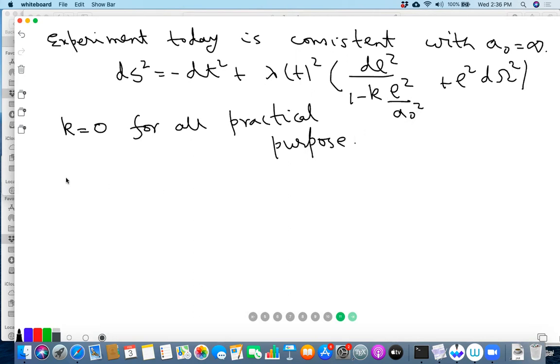On the other hand, lambda(t) has been observed to vary with time.